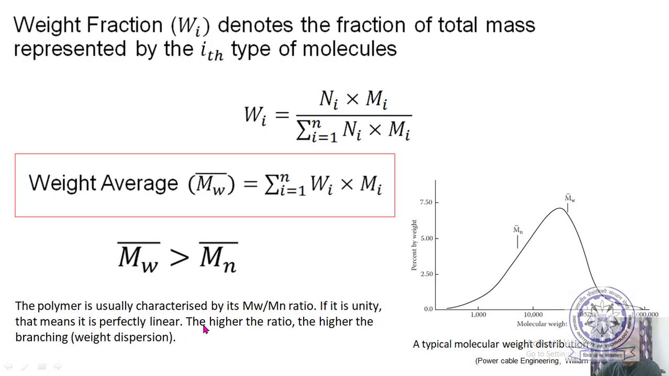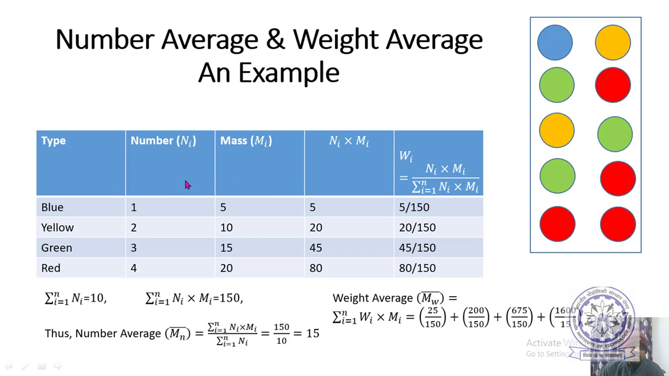How to calculate Mn and Mw? There is a demonstration here. You can see blue type, yellow type, green type, red type of molecule chains. Then there are the numbers Ni and Mi. From this table you can calculate Ni and Mi in this column, and Wi can be calculated in this column using this formula. And then the total number of molecules, sigma i equals 1 to n of Ni, is 1 plus 2 plus 3 plus 4, which is 10.